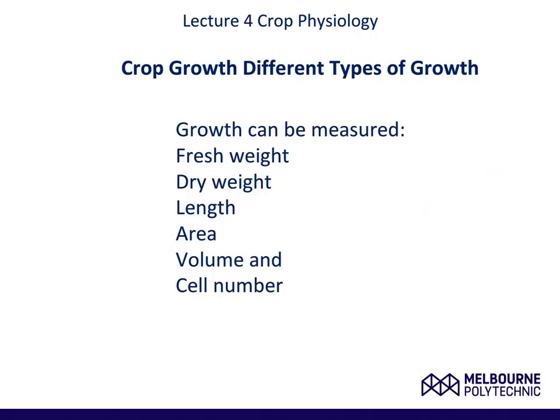The following slide is a summary of all the different main types of plant growth measurement: fresh weight, dry weight, length, area, volume, and cell number. In your DIY pracs you have started on length.